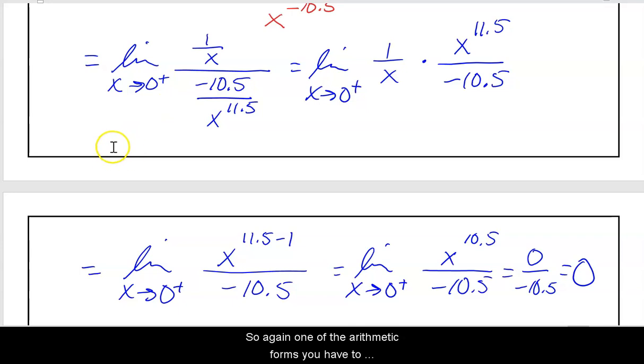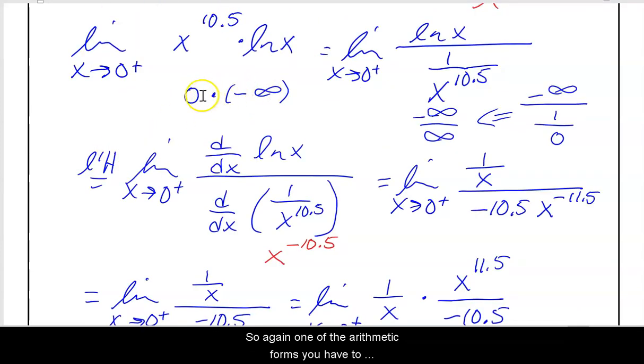So again, with one of the arithmetic forms, you have to rewrite it in a fraction form. You can only apply L'Hopital's rule in one of the two fraction forms, 0 over 0 or infinity over infinity. That's it. Those are the only two that you can directly do L'Hopital's on.